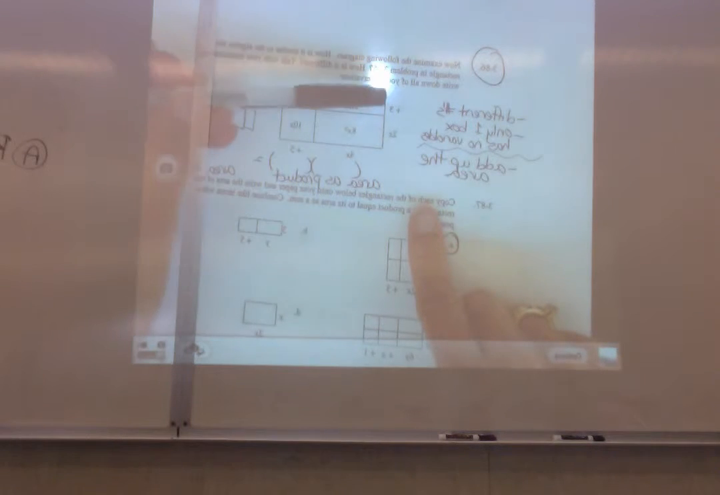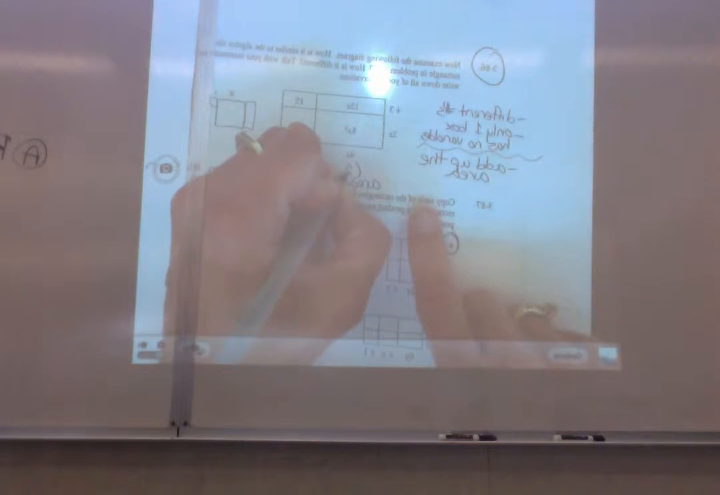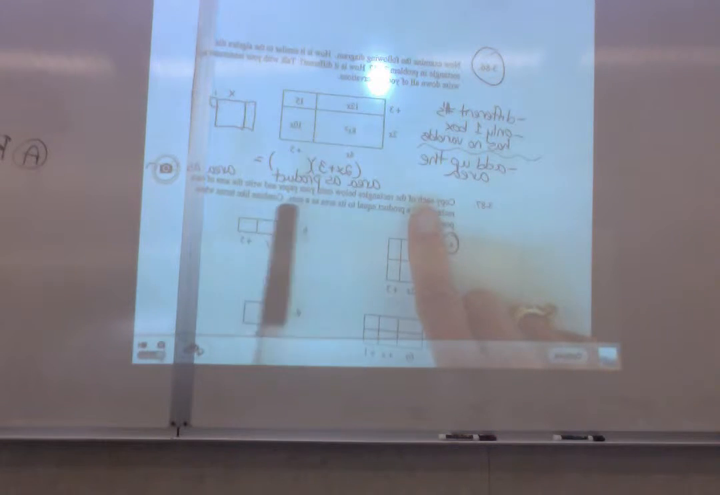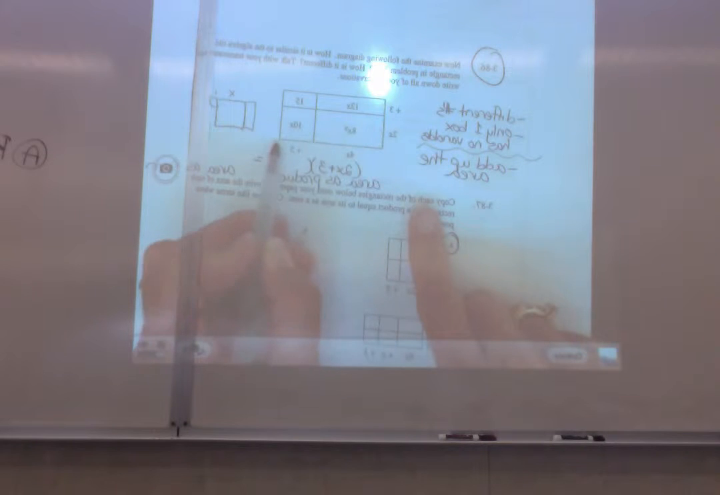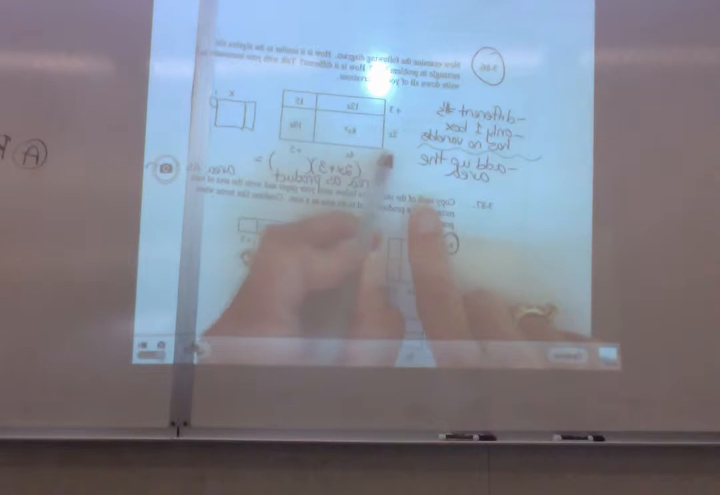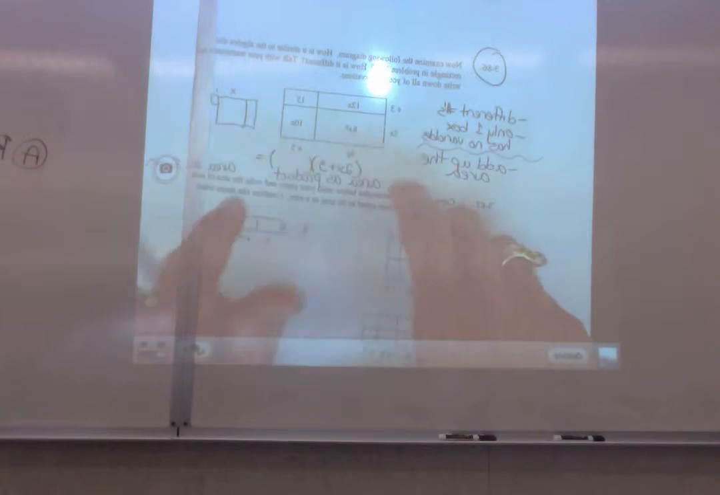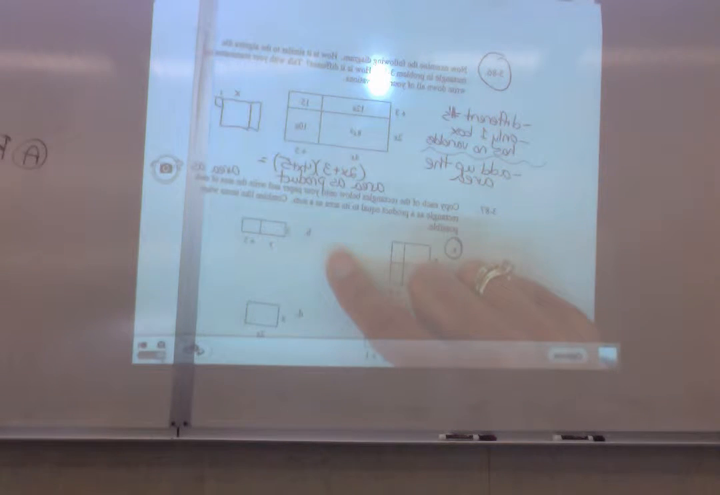Brody, what would be the length of this side? 5. Wait, no. 2x plus 3. Good job. You can't add them because one has an x and one doesn't. Okay. Chris V, what would be the length of this side? That's the other side. 4x plus 5. That was good. You know that it's going to be an expression.